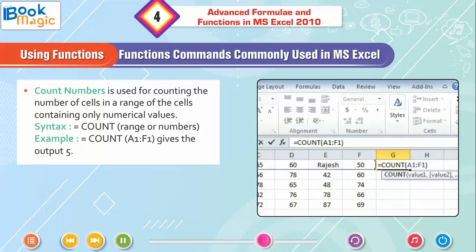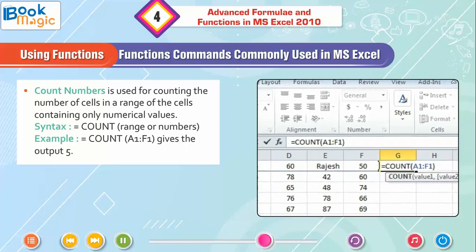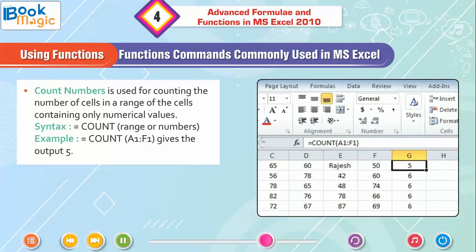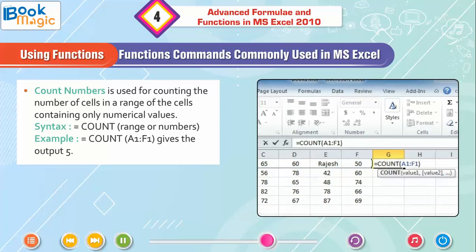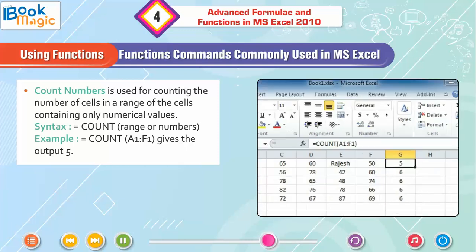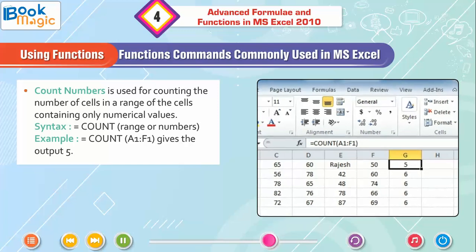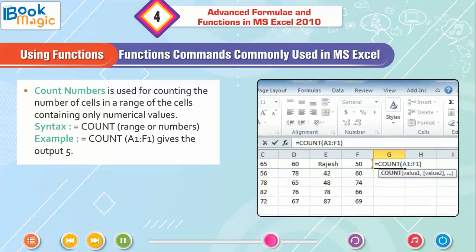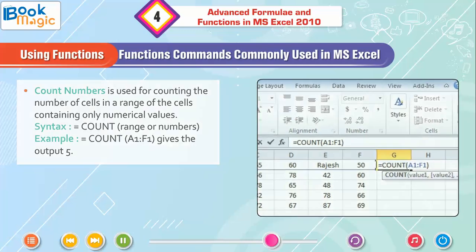Count numbers is used for counting the number of cells in a range of cells containing only numerical values. Syntax: =COUNT(range or numbers). Example: =COUNT(A1:F1), with a colon in between, gives the output 5.